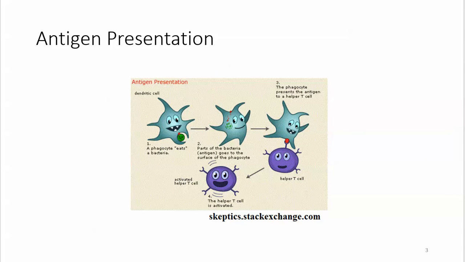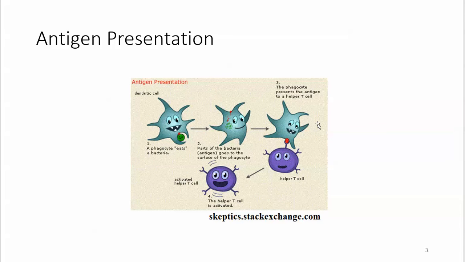Antigen presentation. Okay. Now they're using a dendritic cell. So this is for what they call an exogenous antigen. It's found outside the body. So these antigens are either inhaled, ingested, or injected.